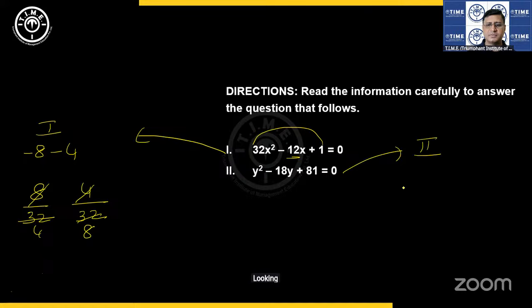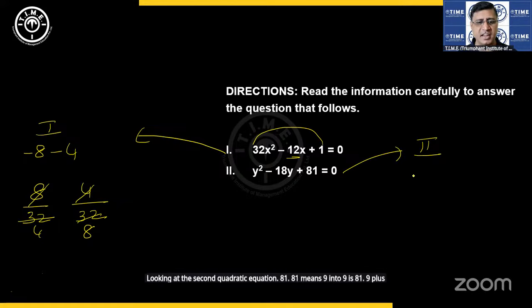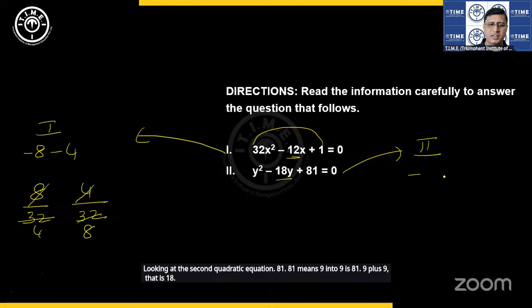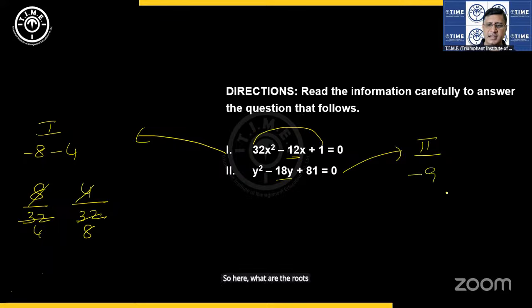Looking at the second quadratic equation, 81. 81 means 9 into 9 is 81. 9 plus 9, that is 18. So here, what are the roots? Minus 9 and minus 9 are the factors. So roots are positive 9 by 1 and positive 9 by 1.